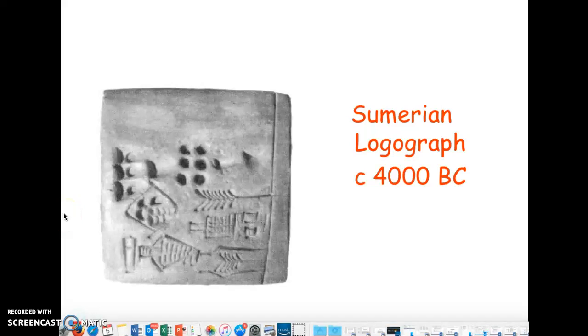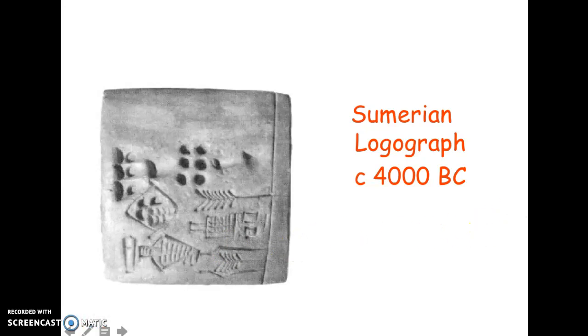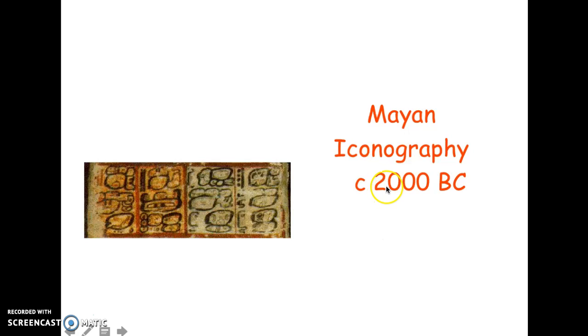So this is a PowerPoint that I'm going to narrate for you of historical aspects of reading and writing. And we begin with a Sumerian logograph, which is about 4000 BC, and you can see that there are pictures here that represent words or the story that's being told. And then we also have the same thing in Mayan iconography, which is about 2000 BC. And again, the story is being told.